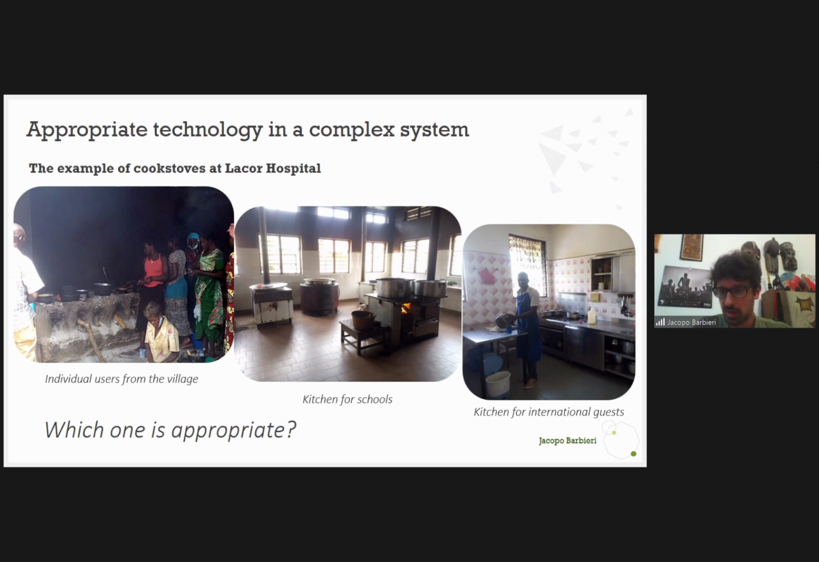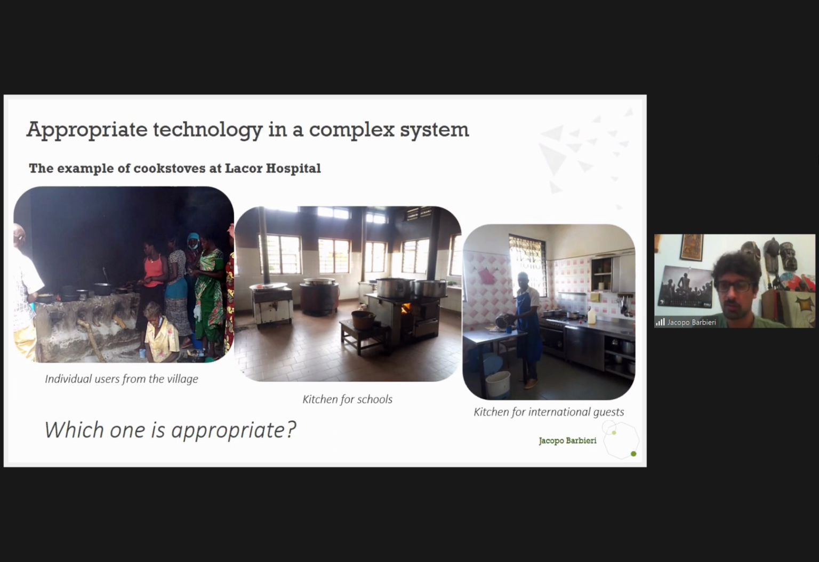And on the right side, we have the kitchen that is used in the guest house for international guests. So different users, different people operating the technologies means that you cannot use the same kind of technology, even if the purpose is the same, because their operation depends on the knowledge and capability of the user. So in a certain sense, we can say all three solutions are actually appropriate for the context of Lachor, depending on the user and the area where they are used.